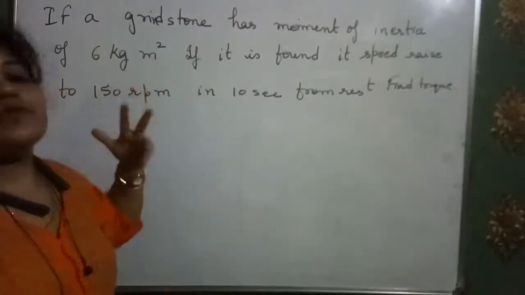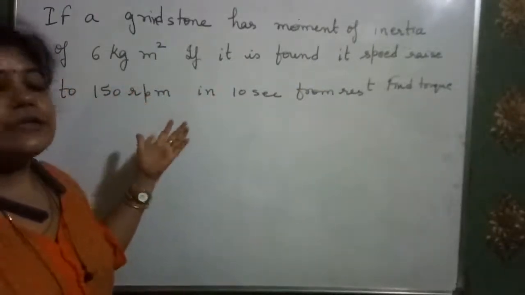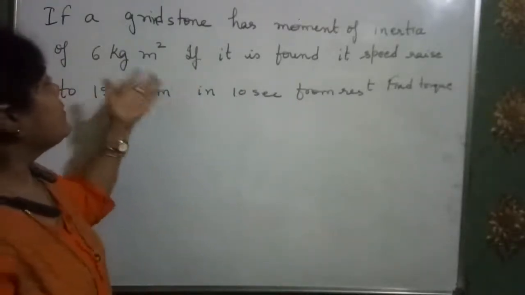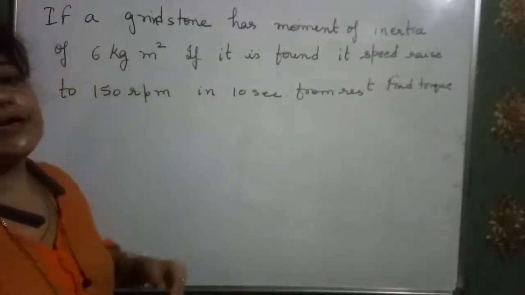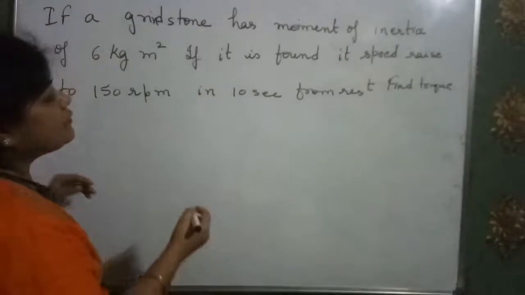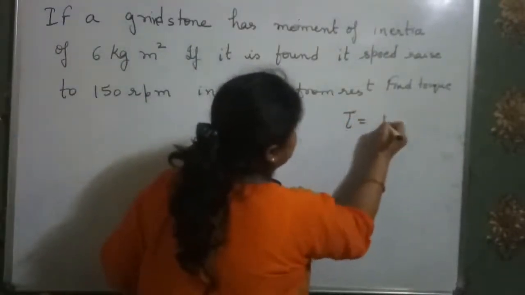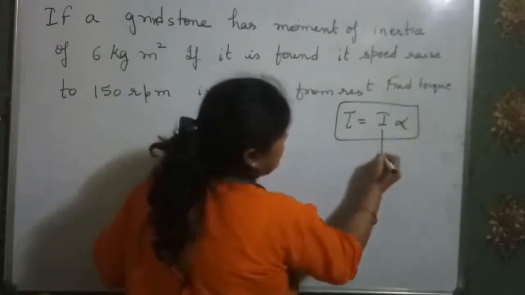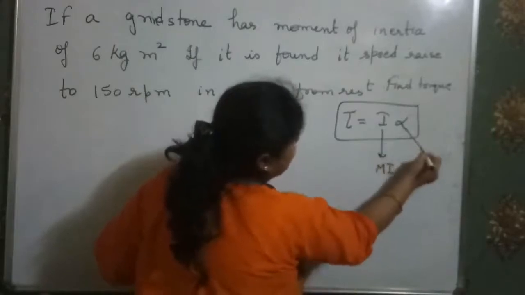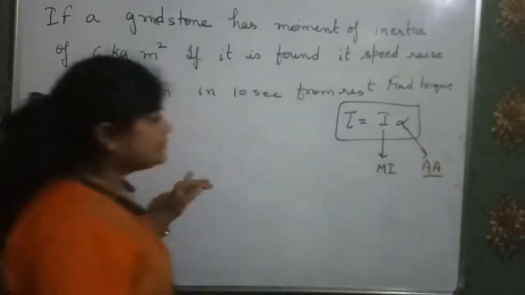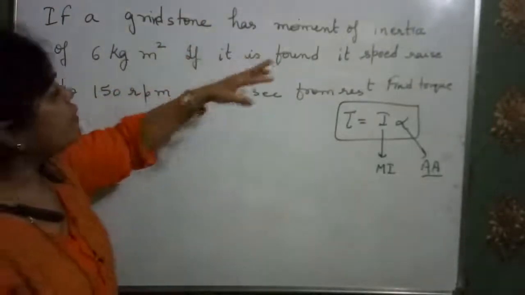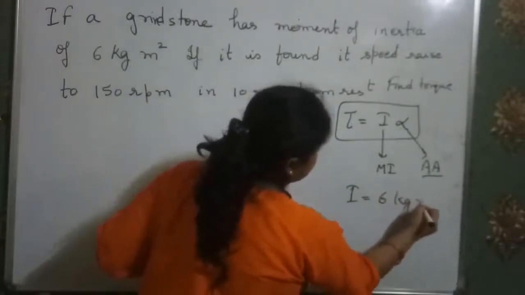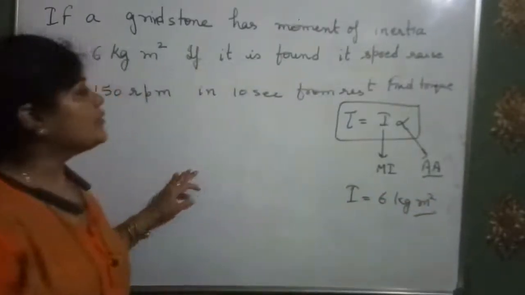So whenever this type of question is there, when force and distance from axis of rotation are not given, but revolutions, time and moment of inertia are given, then how will you find the torque? For that we use the formula torque is equal to I into alpha. This is the relationship between torque, moment of inertia and angular acceleration. This is moment of inertia and this is angular acceleration. Now it is given that moment of inertia is 6 kilogram meter square, so there is no need to calculate the moment of inertia.